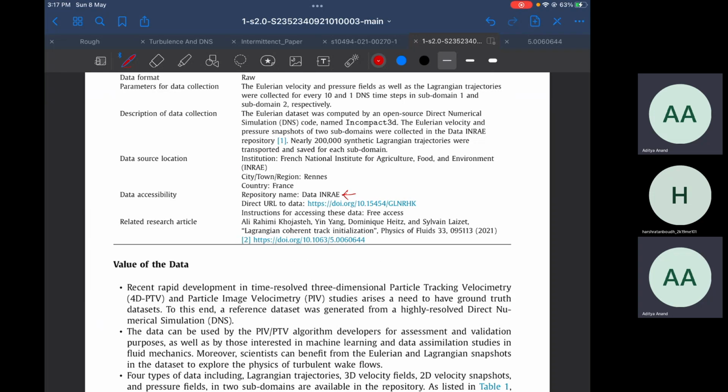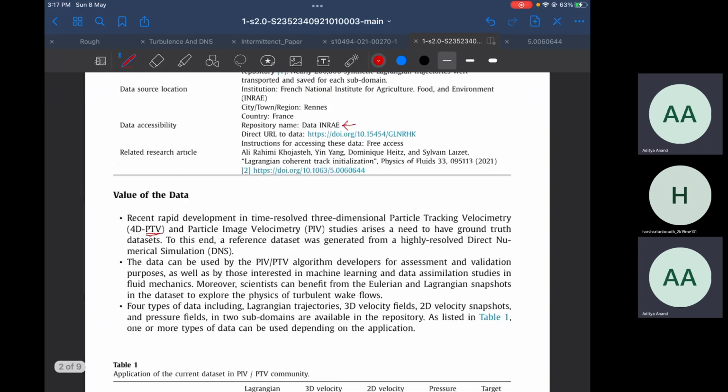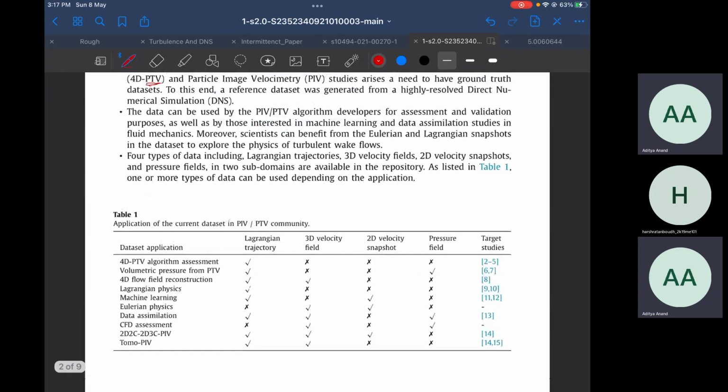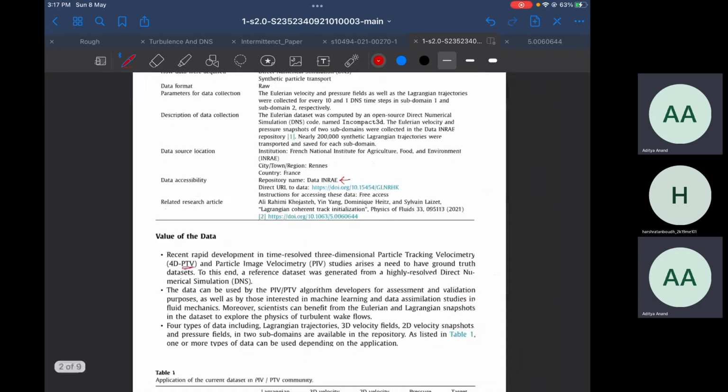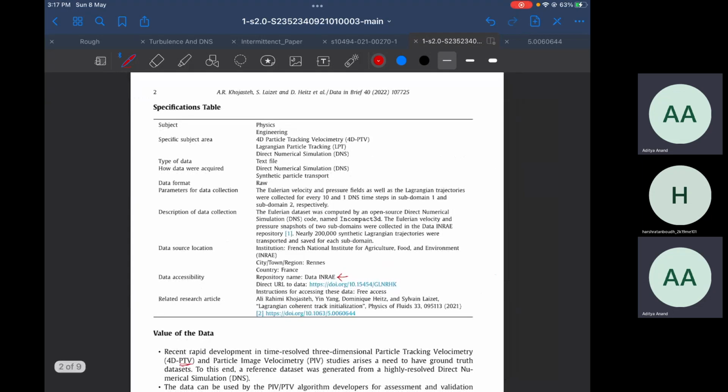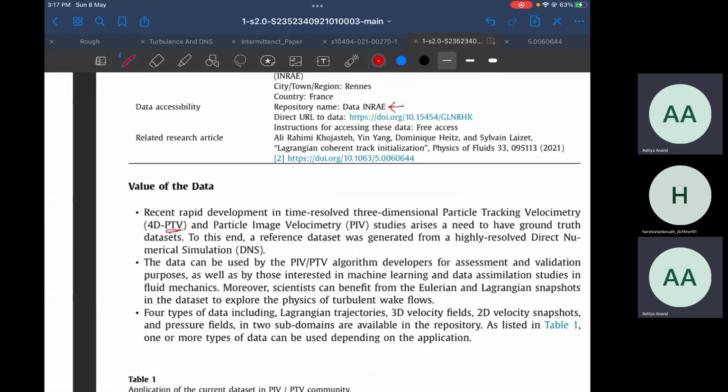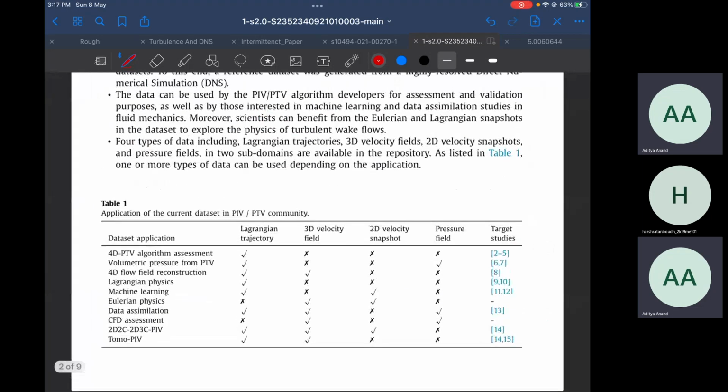So this data set is relevant in particle tracking studies. So if you want to do some particle tracking studies and see if you have some ideas related to that, you can use this data set as it is. However, there is another paper which is related to this one. Okay, anyways, let's complete this one.